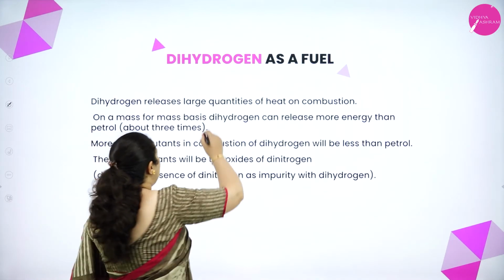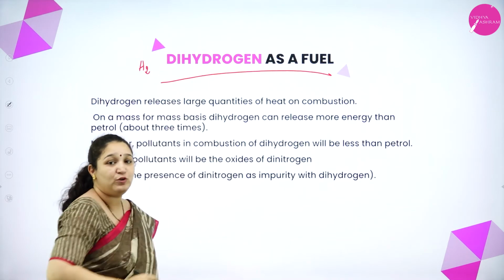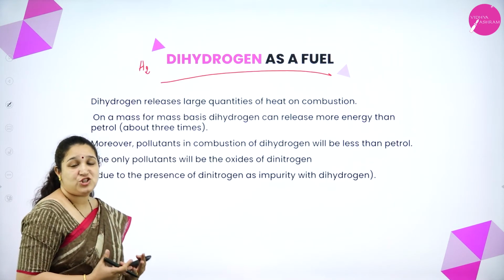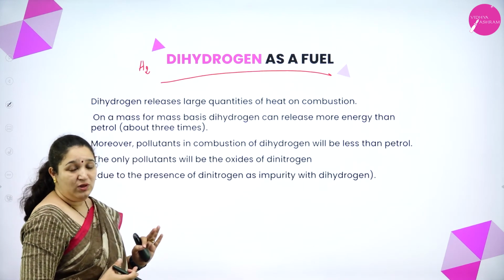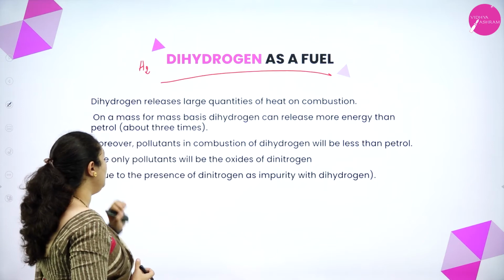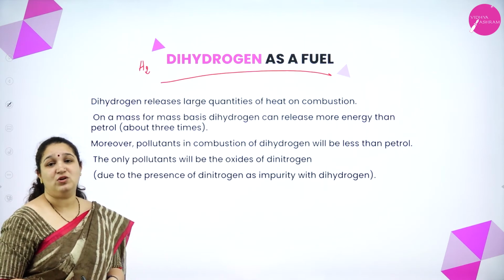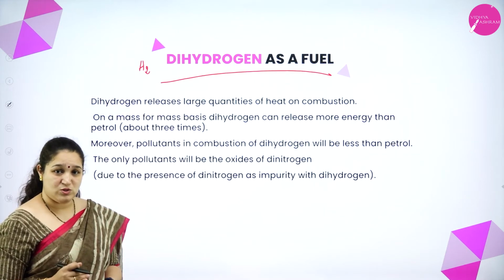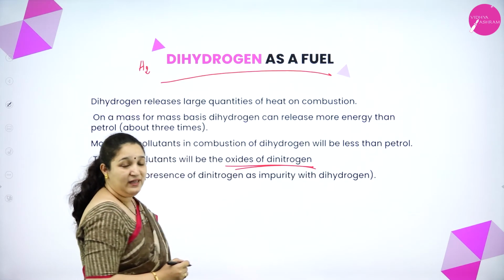Next, we will be learning about dihydrogen as fuel, or hydrogen gas as fuel. Okay, if hydrogen gas undergoes combustion, a large amount of heat is liberated. Also, compared to petrol, 3 times more energy is liberated with hydrogen. Also, pollutants in combustion of dihydrogen are very less compared to that of petrol. Also, the only pollutant possible is oxides of dinitrogen.